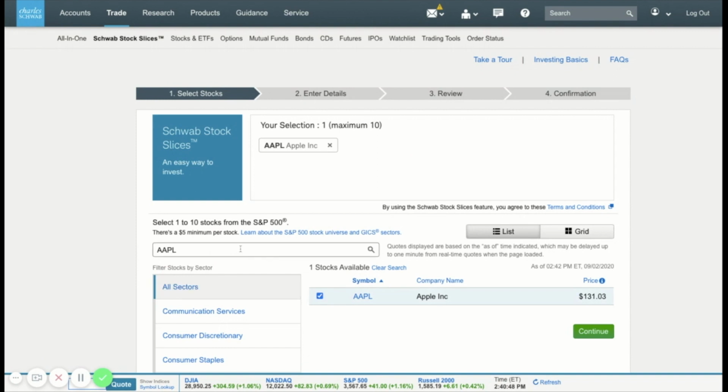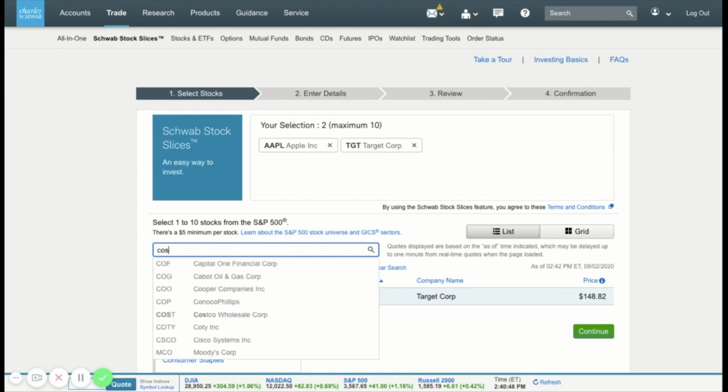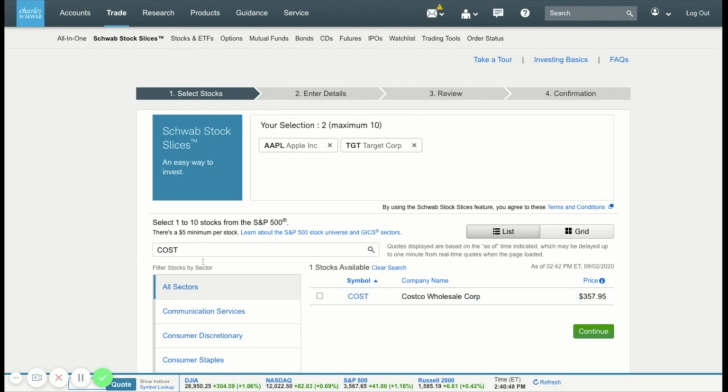Click next to it. Now I want to buy, say, Target. Target comes up, TGT. I click it. Say I want to go to Costco. I want a piece of Costco. Now you see here at the top of my screen, I have all of these selected. I have 3, but you can choose up to 10 companies that you want to buy slices in.